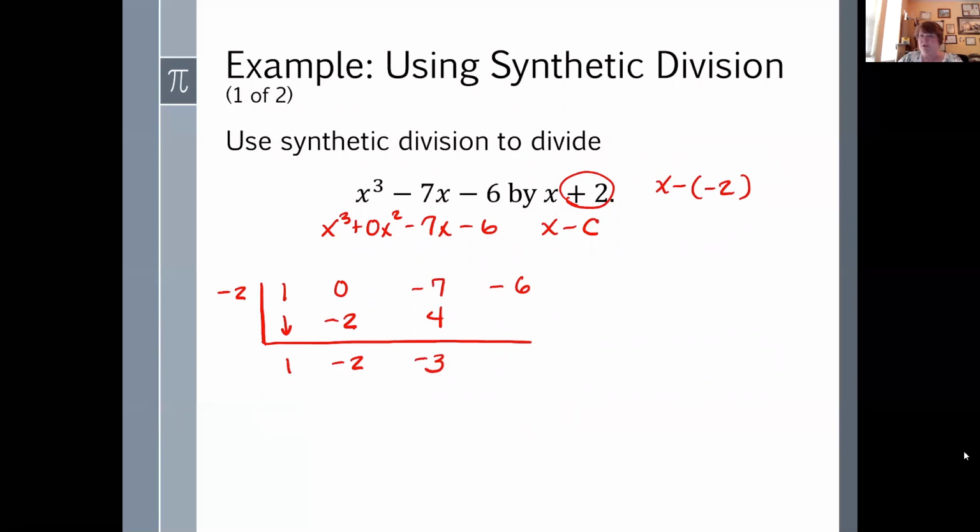Negative 3 times negative 2 is 6. Write that in the last column. 6 plus negative 6 is 0. So the remainder is 0.